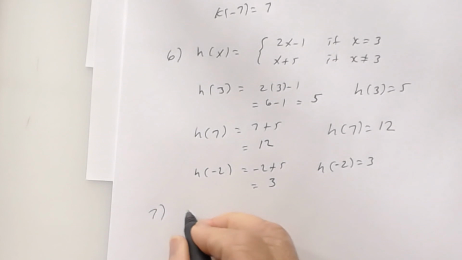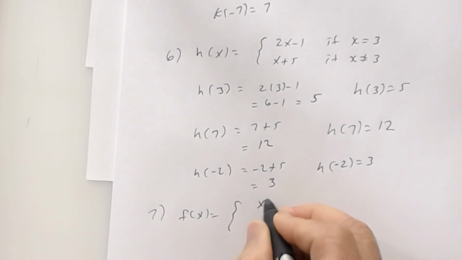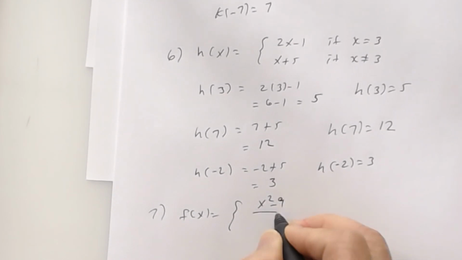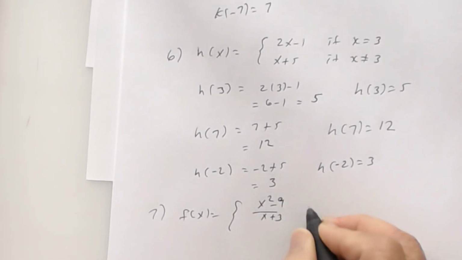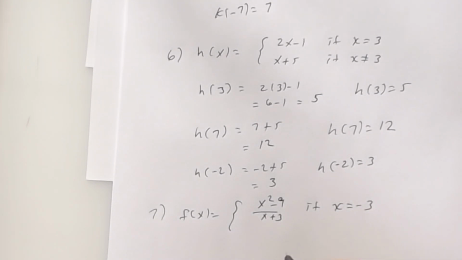So let's say that my function is this: x squared minus 9 divided by x plus 3 if x does not equal negative 3, and then 7 if x equals negative 3. I'm sorry, the top one is if x does not equal negative 3, the bottom one is if x equals negative 3.